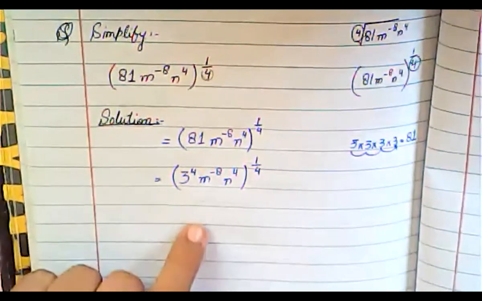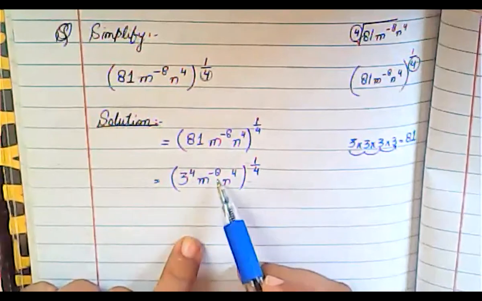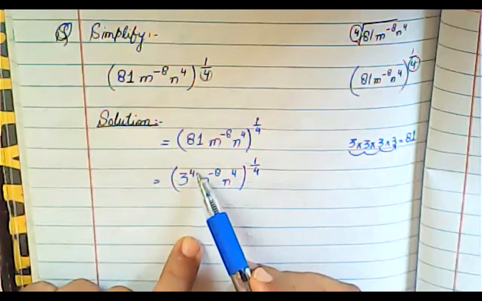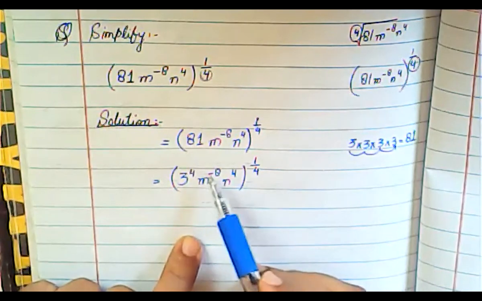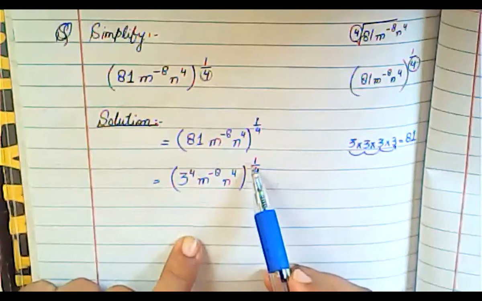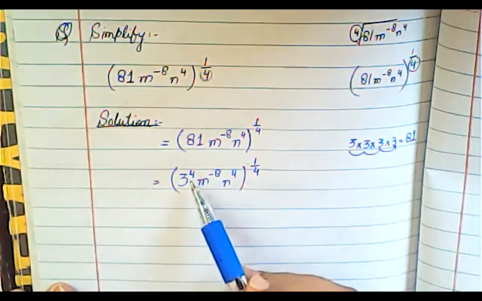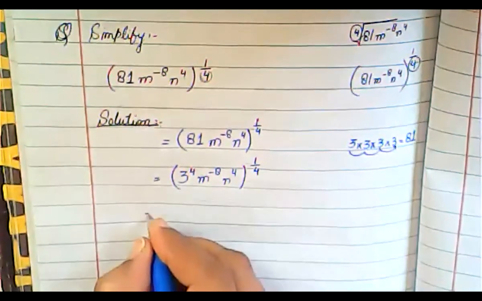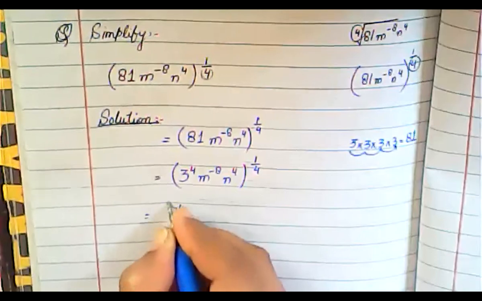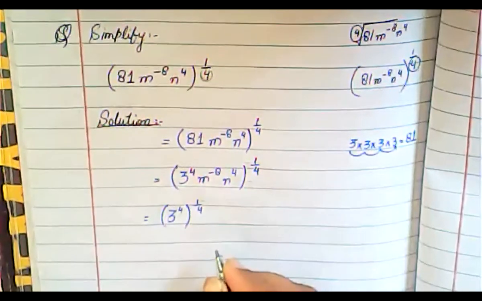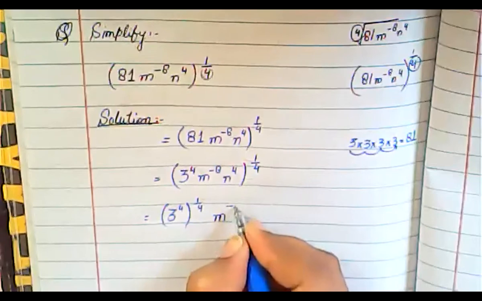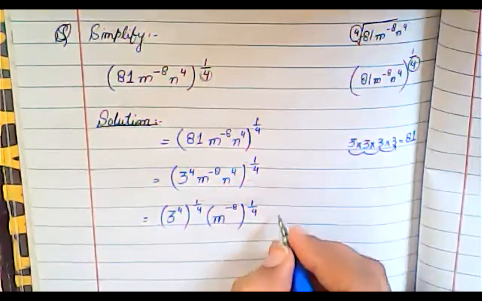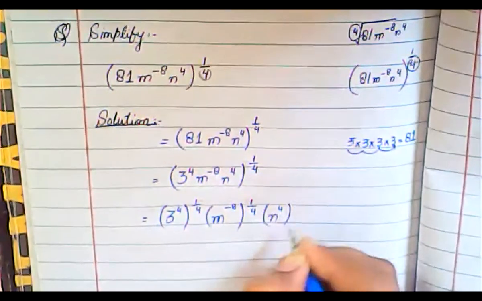Now inside the bracket you have these powers, and it has a whole power which is 1 upon 4. You know you always multiply power with power. So separately you are going to multiply each power with 1 upon 4, individually. How? You will write it down just like this: 3 raised to the power 4, whole power 1 upon 4, then m minus 8 whole power 1 upon 4, and n raised to the power 4 whole power 1 upon 4.